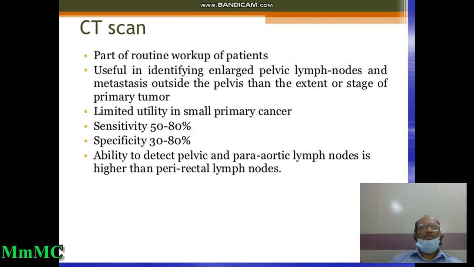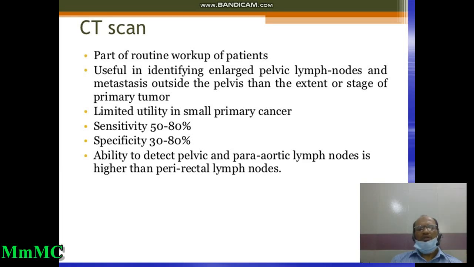Next one, that is the CT scan. Part of routine workup of patients, useful in identifying pelvic lymph nodes and metastasis outside the pelvis, then the extent or stage of the primary tumor. Limited utility in small primary cancer. Sensitivity 50 to 80%, specificity 30 to 80%. Ability to detect pelvic and para-aortic lymph nodes is higher than perirectal lymph nodes.